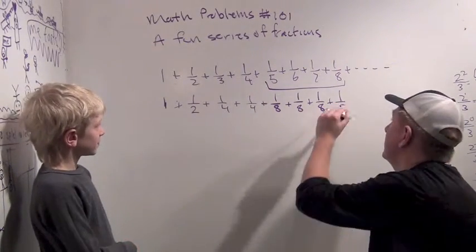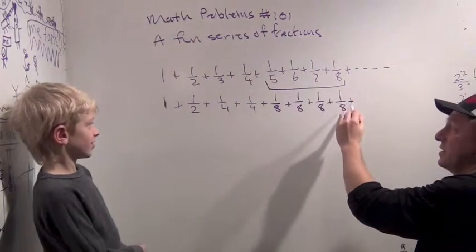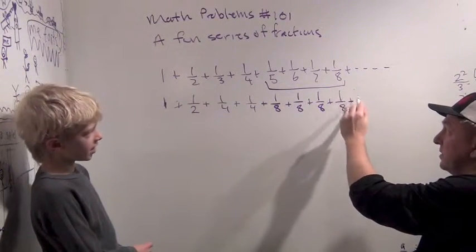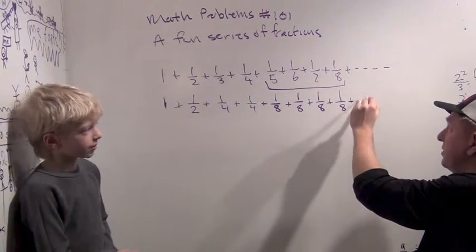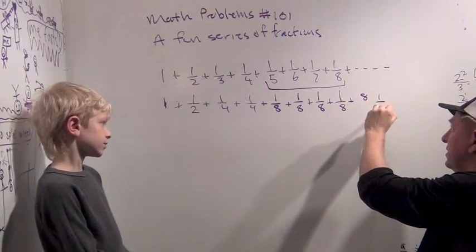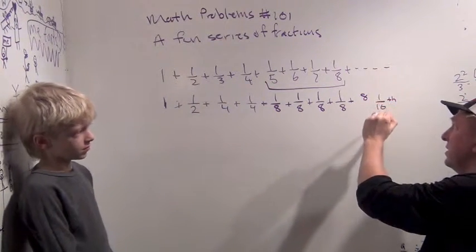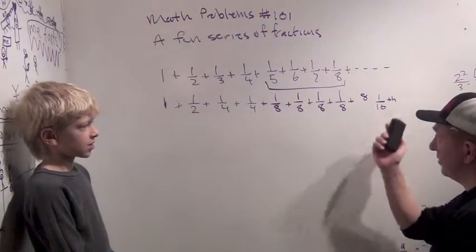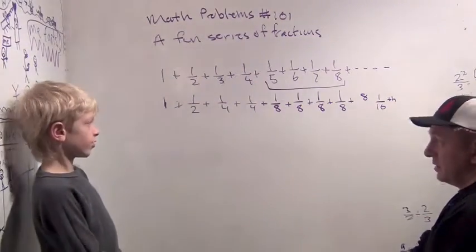Okay. And the next thing I'm going to compare it to is a 16th. You turn 8 of them into 16ths. There will be 8 1/16ths. Very good. Good noticing. And then after that, we'll keep going with 32nds, 64ths, and all the powers of 2.